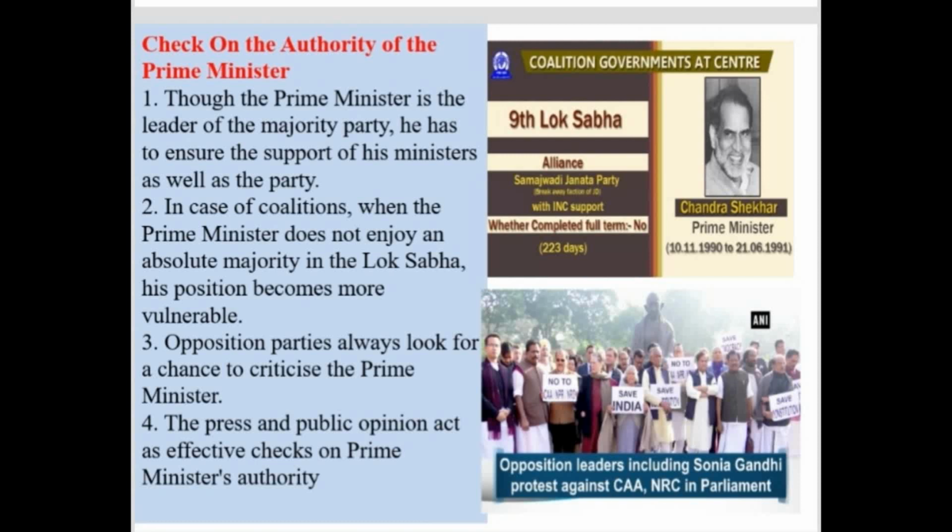And opposition parties anyhow, they always will be waiting for a chance to criticize the prime minister and his government's policies.